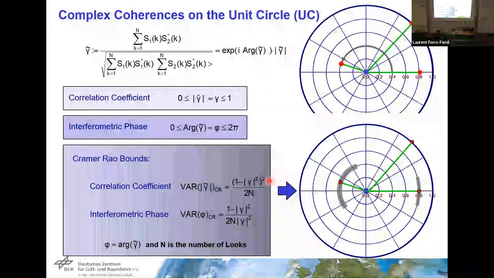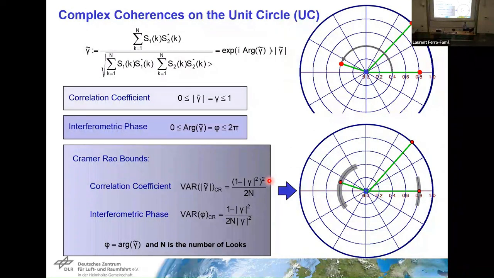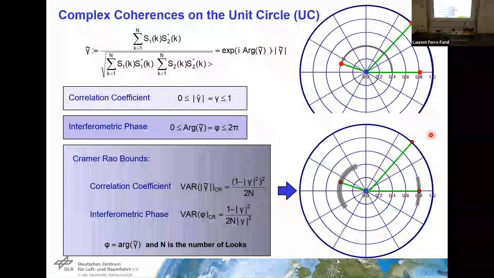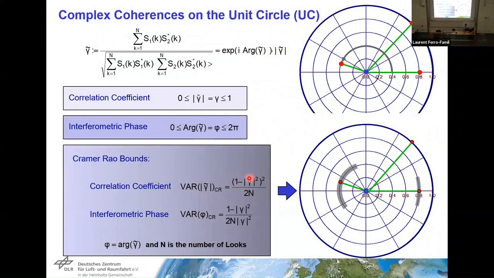So it's a statistical process. You need to characterize it. You need looks, which you normally find in the image itself. But independently of the way in which you estimate, the quality of your estimate depends on the number of looks, so on the number of samples that you use to calculate this average and get this coherence. It also depends on the coherence magnitude. Therefore, your ability to locate your coherence in the radial direction, in terms of the coherence magnitude, depends on the coherence magnitude itself.